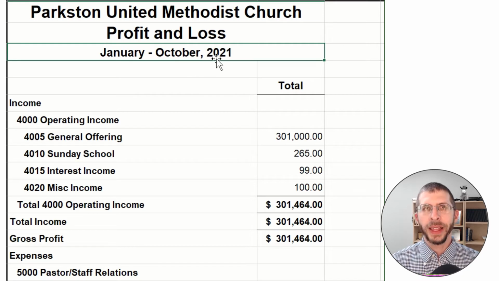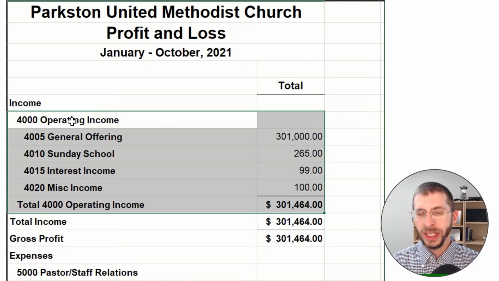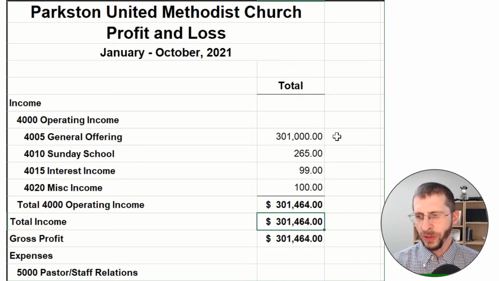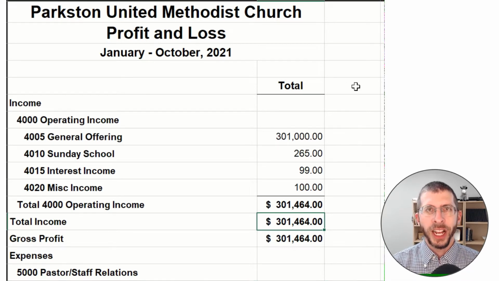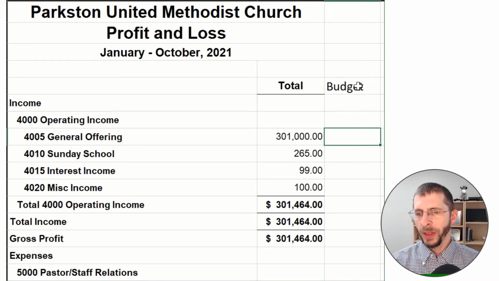And by the way, income statements are run for a period of time. So this is January through October. So just to let you know, that's how that works. So first of all, you see this is the operating income. So what I included here is only general fund items. And you can see the various breakdown, that most of it's coming from general offerings, but you also see Sunday school. And the most important number here is our total general fund income for the period of January through October. By the way, another helpful thing would have been to have the budget here.